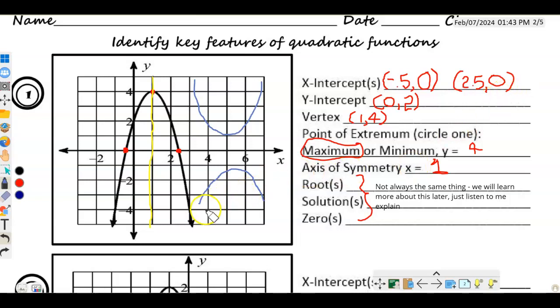And in that case, for one of these floating parabolas, what you're going to write here is complex. Complex numbers. That's what I want you to write.